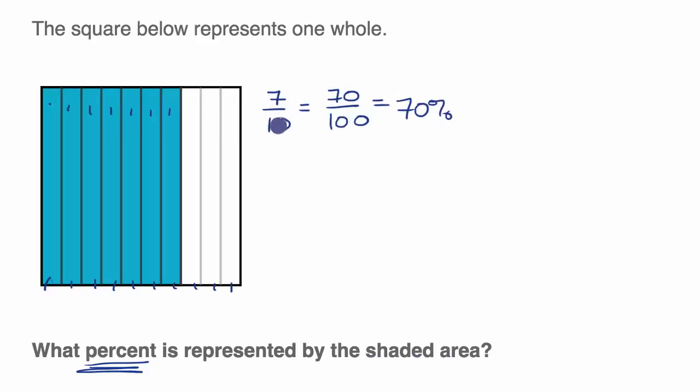And how did I go from 7/10 to 70 over 100? Well, I just multiply both the numerator and the denominator by 10. And once you do more and more percent, you'll get a hang of it. You say, oh, 7/10, that's the same thing as 70 per 100, which is 70%. Let's do another example.